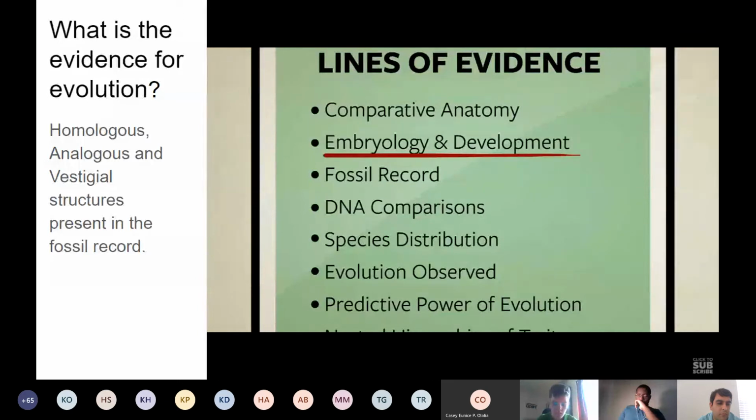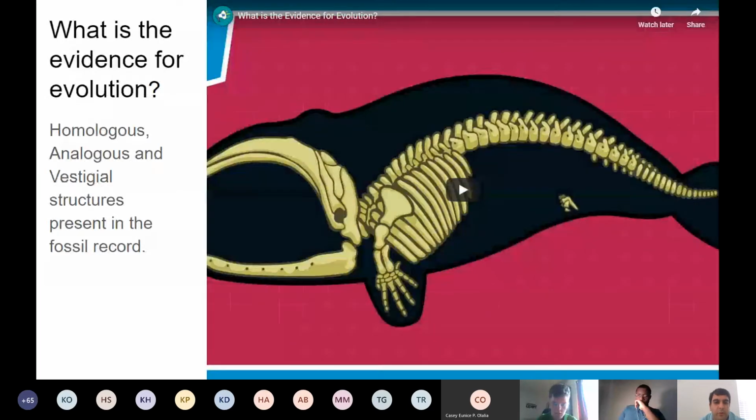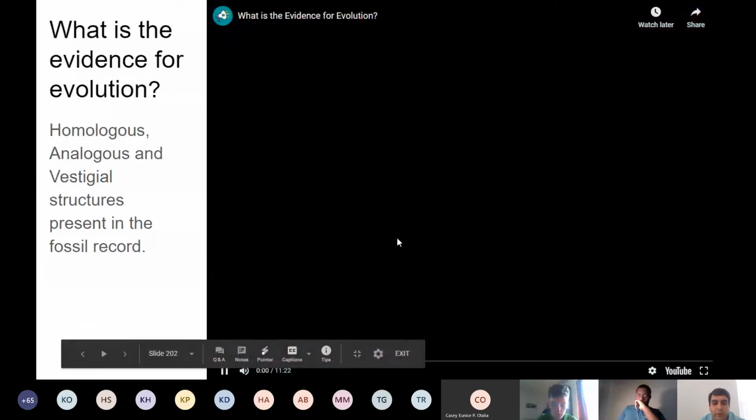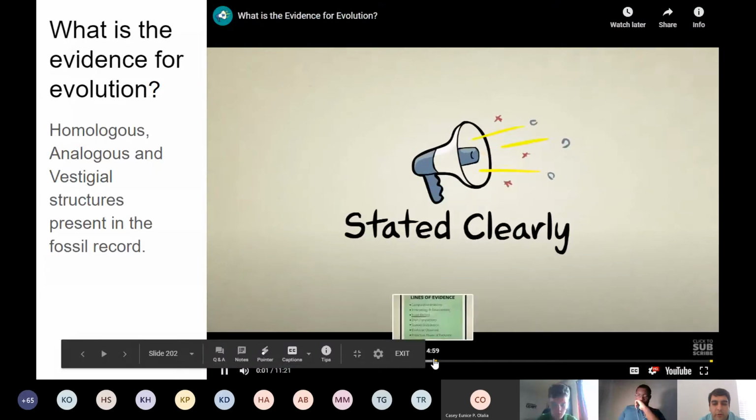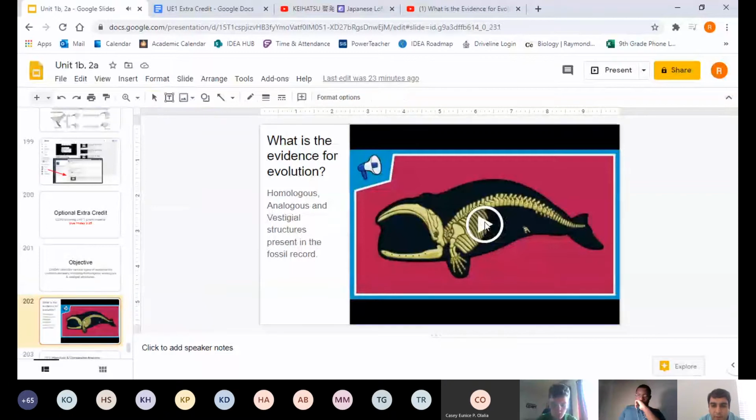Embryology is the study of how creatures develop before being born or hatching from a... Okay, oops, sorry. Before we move into embryology, I wanted to make sure that we all understood what was happening. So a big part of what we're doing today has to do with homologous structures. Stated Clearly presents. Oh, I can't do it. What is... I can do it here, I think.